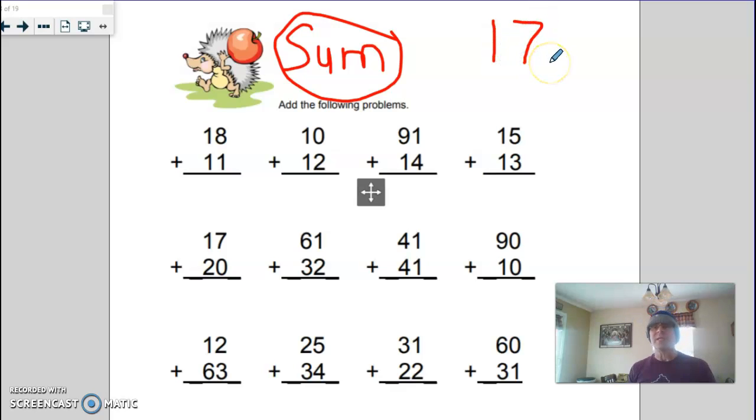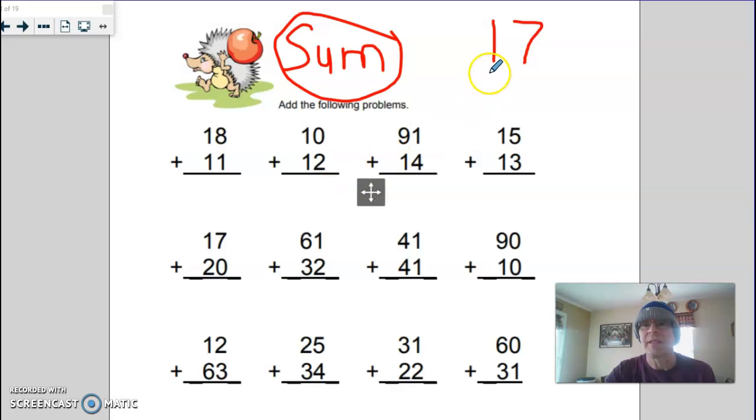Can you tell me what's in the ones place? How many ones do we have when we talk about 17? Remember, when we talk about place value, we talk about ones, tens, and hundreds. There are no hundreds in this number, is there? There's 7 ones and 1 ten, right?